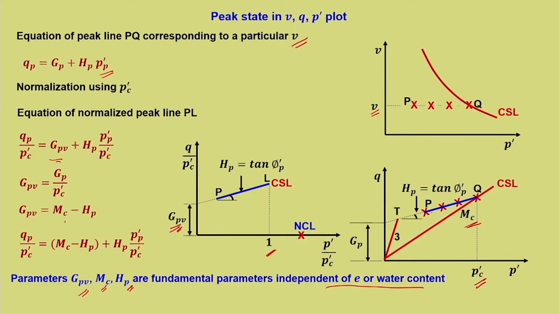As I told, there is another hidden part here which may violate this fundamental nature, that we will see a bit later. The contribution of E or water gets included in P dash C in this particular parameter. The effect of E and W is inclusive in the normalizing parameter P dash C. That is why it gets normalized.